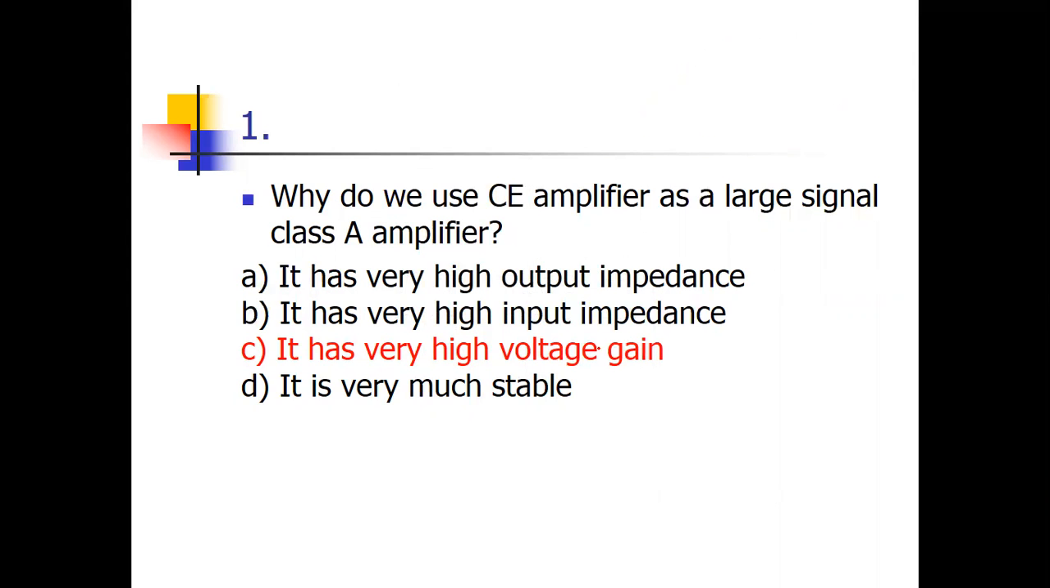Now, the caution is, why do we only use CE amplifier as a large signal amplifier? Why not use common base or common collector? The reason is that CE, the common emitter amplifier, is basically a high voltage gain amplifier. So what is the use of high voltage gain? If it has high voltage gain, it can handle high voltage as an input, which means it can handle the large signal. That's why we always use the common emitter amplifier. Okay, not due to impedance, no. So the correct answer is: due to high voltage gain, we use the common emitter amplifier.